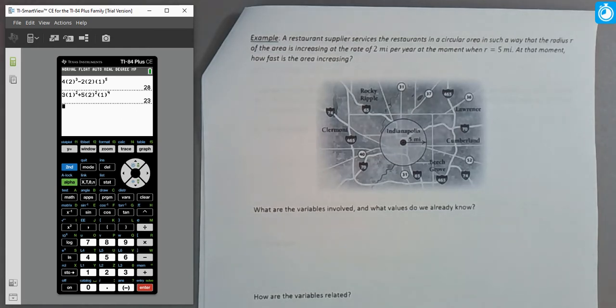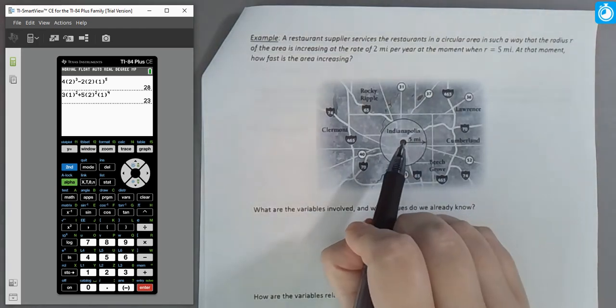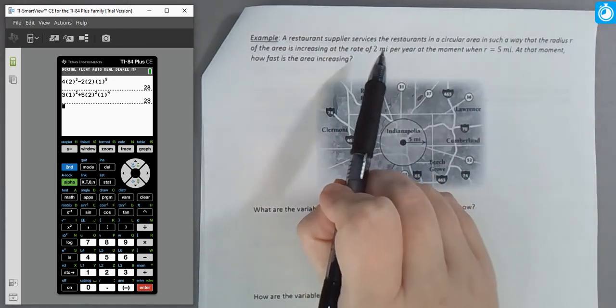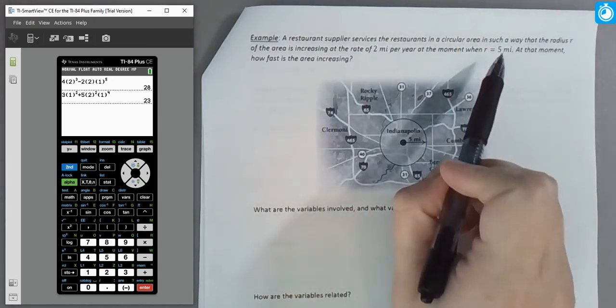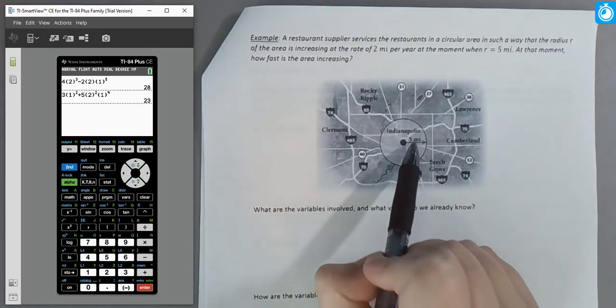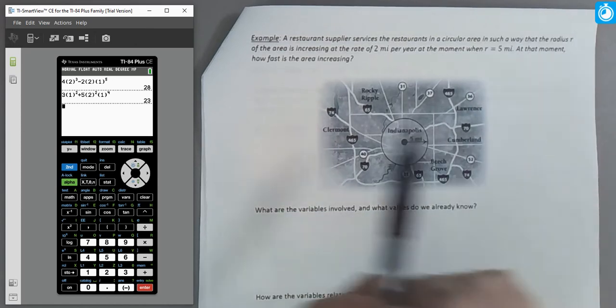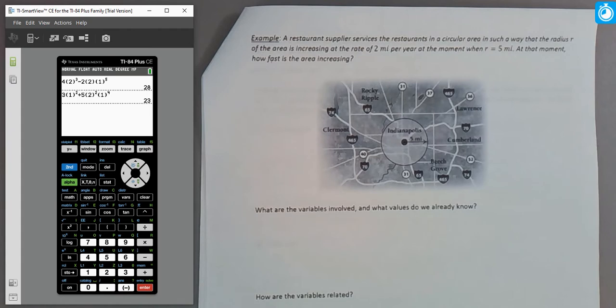A restaurant supplier services the restaurants in a circular area in such a way that the radius r of the area is increasing at the rate of 2 miles per year at the specific moment when it's at a 5-mile radius. So in other words, at the moment in time when we service a 5-mile radius, we're continuing to expand, but we're expanding at a rate of 2 miles per year at that specific moment. So we want to know at that moment in time, how fast is the area increasing?